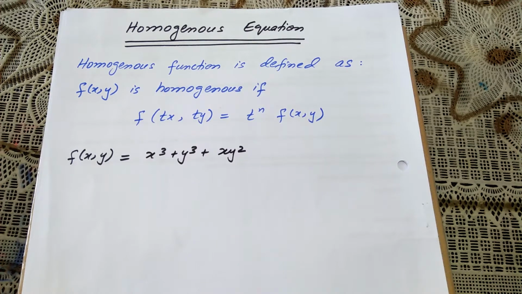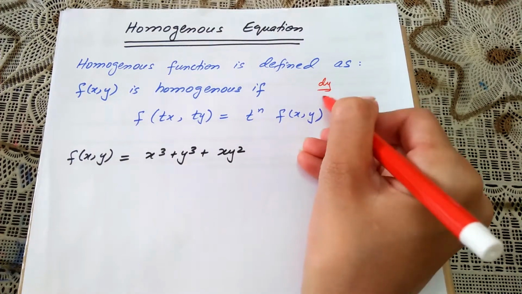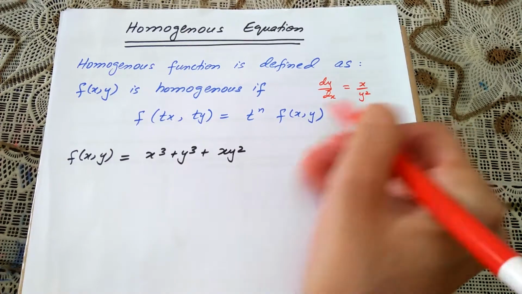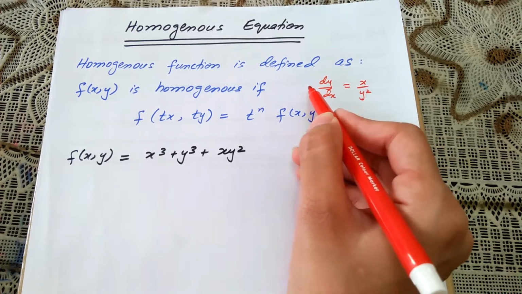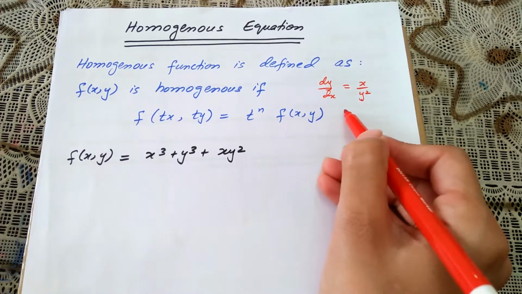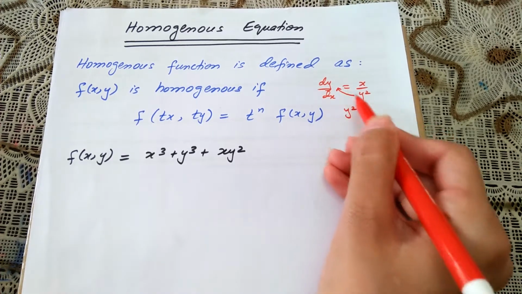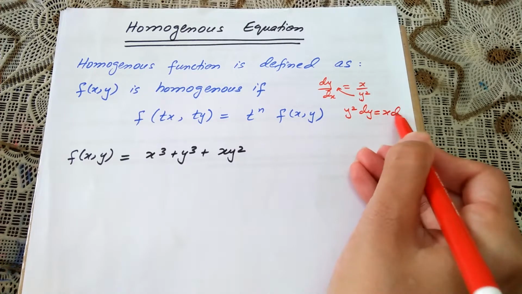For that purpose, you have to check whether the given equation is homogeneous or not. The first step to solve an ordinary differential equation is to check whether the equation is separable or not. For example, you have an equation dy/dx equals x over y square. Now you see that you can separate the variables, y on one side and x on the other side. You can just rearrange it to get y square dy equals x dx.